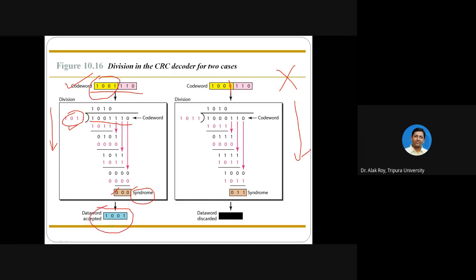That is the concept. If for some reason in the second bit stream the code word has an error here, then divide the code word with the same divisor. That will give you a different syndrome value, not 000. At that time you discard the data word. That is the concept of CRC, and the rest of the division operation is the same as I explained.